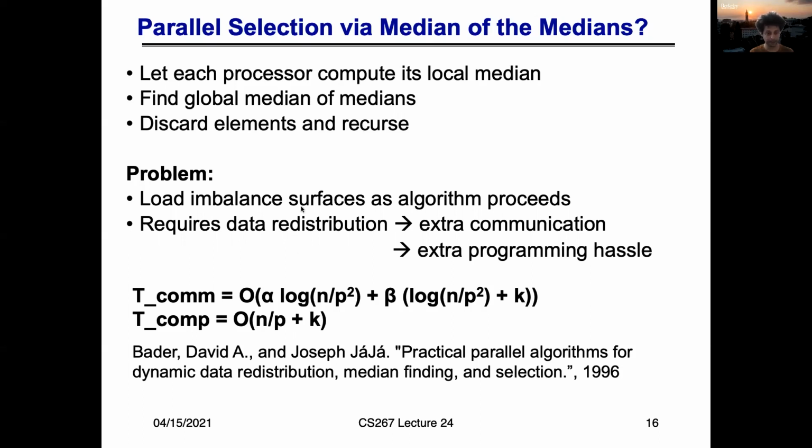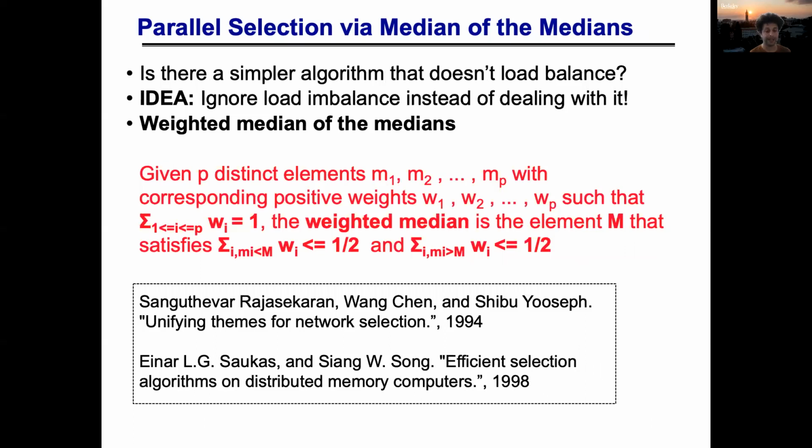So you get into a load imbalance situation, and how these authors, Bader and JaJa, solved this problem was to redistribute occasionally the data to guarantee load balance. This is extra communication, extra programming hassle, but has a good bound. It works fine. And then you have to keep track of the original data and bring it back. So it's a little painful to implement. And can we get away without redistribution? So that's the algorithm I'm going to describe. Is there a simpler algorithm that doesn't redistribute for load balance?